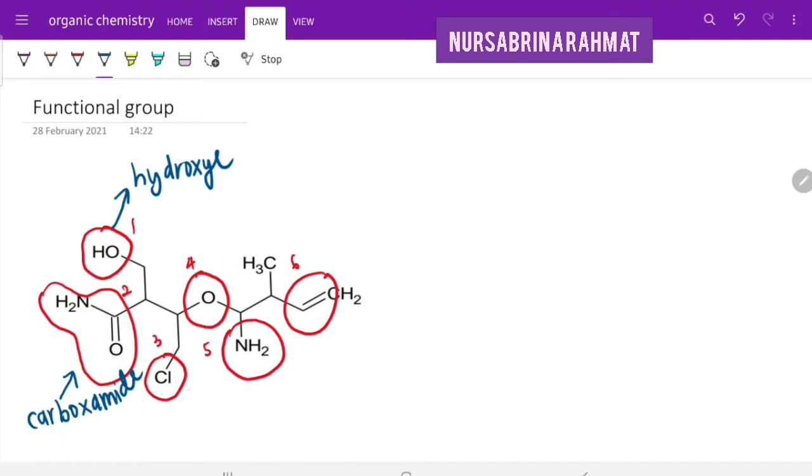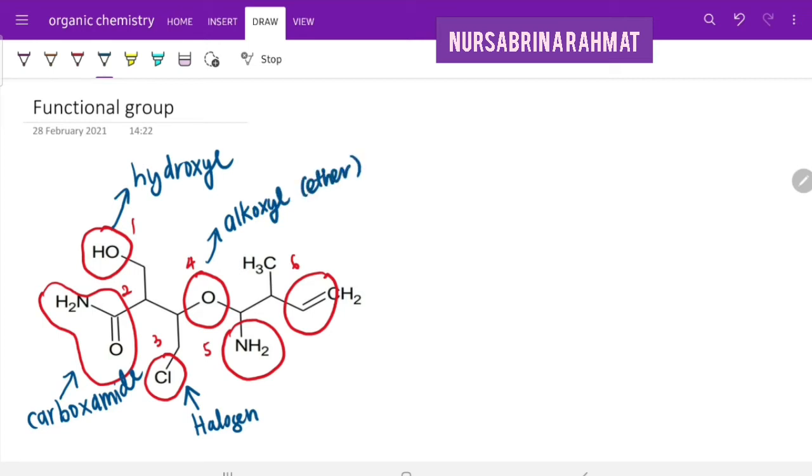The third one is chlorine. Chlorine is a halogen, which makes up your haloalkane compound. So this functional group name is halogen. The functional group for number 4 is an oxygen atom directly attached to two different carbons, which is an example of an ether compound. So this is the alkoxy functional group, which is in your ether.